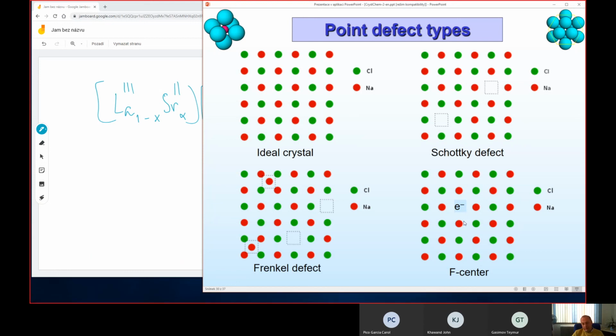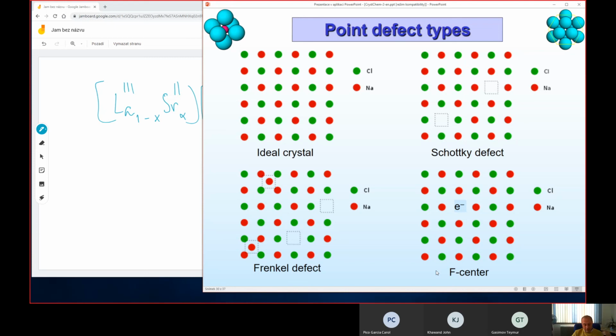In real ionic crystals like sodium chloride, if we remove one atom, such as an anion, we have a missing negative charge, and this is compensated by an electron, but this electron is not moving freely, it is attached to this vacant site. This is called an F center.